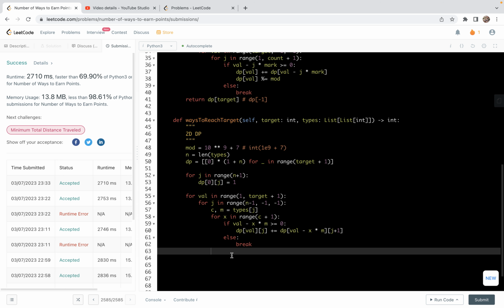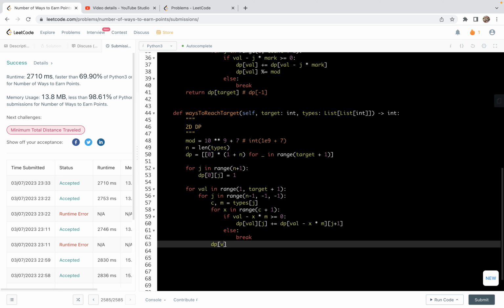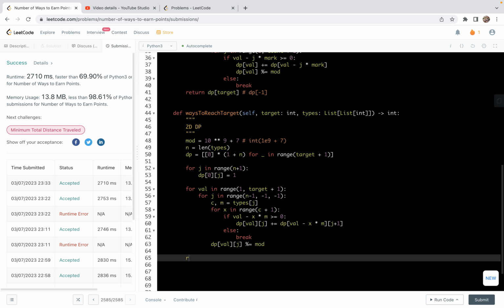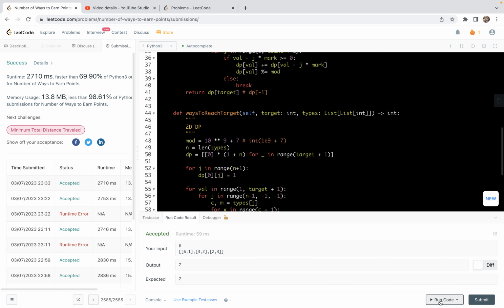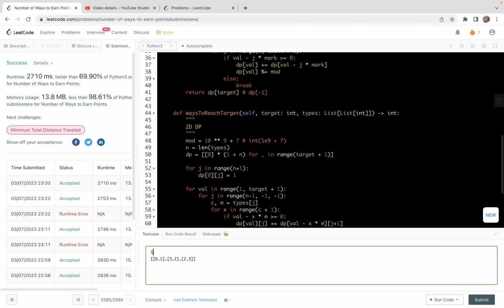If so, we're going to update dp value and j by this increment, value minus x times m. It's not j times m, it's x times m. And then we're going to start from j plus 1, right? Otherwise, we use a break again. So it's similar to here, in a parallel fashion. So we break.